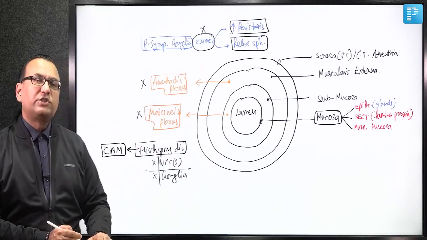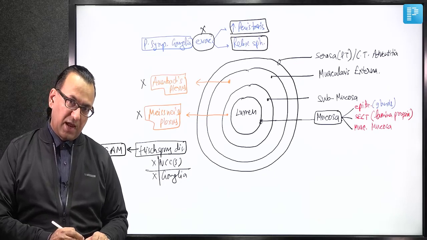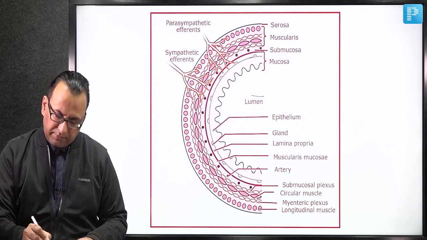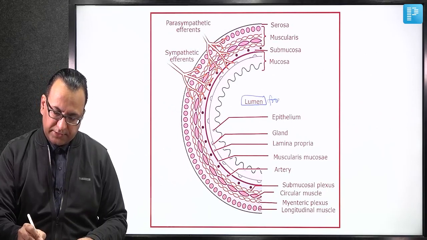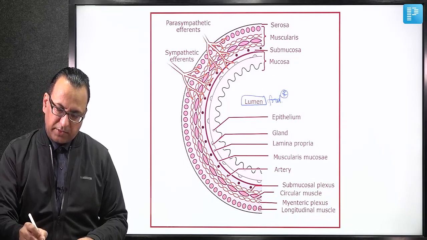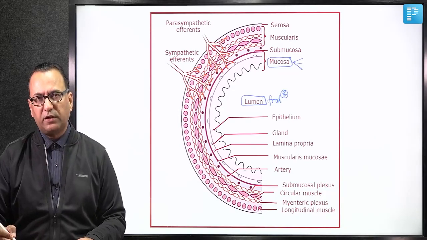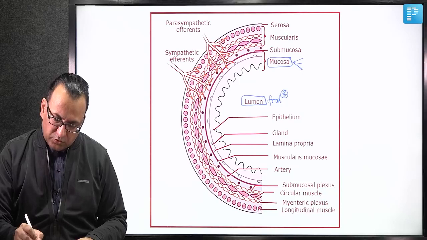Now let us look at a similar diagram which we have and revise the facts quickly once again. As we mentioned, the gut tube has the lumen where the food matter is passing, and this lumen is lined by the mucosa. The mucosa itself has three layers which can be seen here. Lining the lumen is the mucosal epithelium.